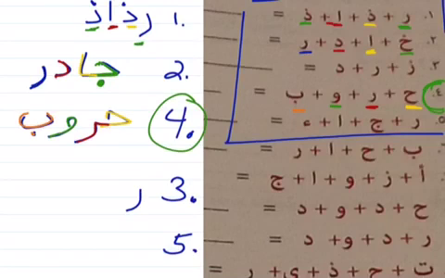super easy. La, Ra, and Dal. So, just to be super clear, it's that one.